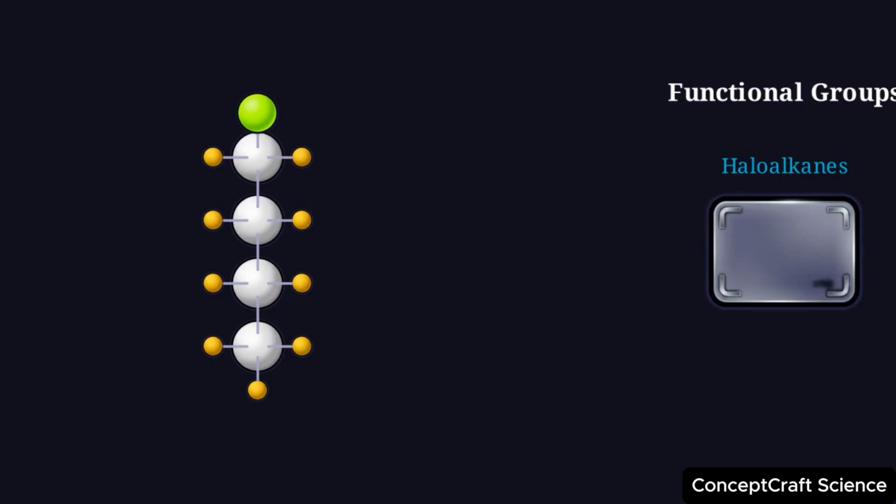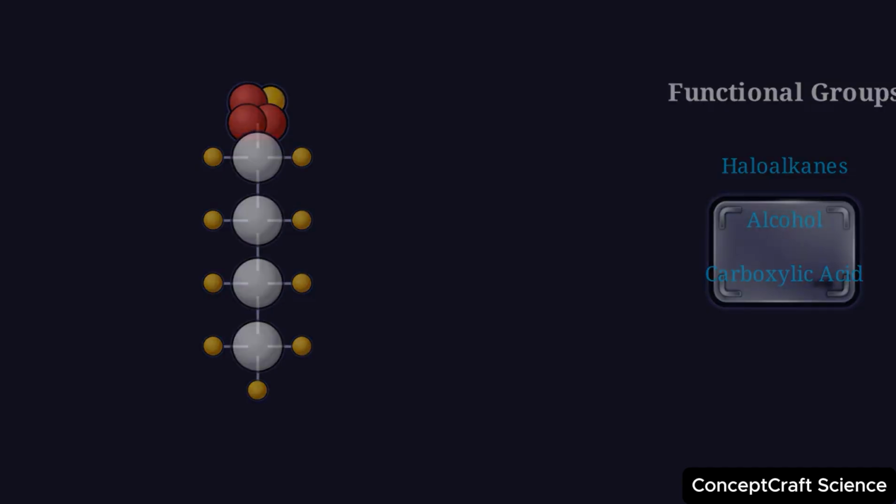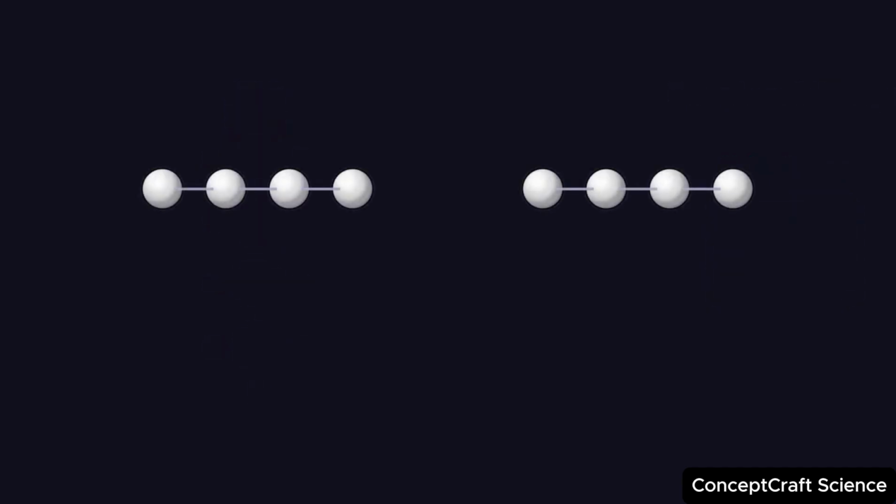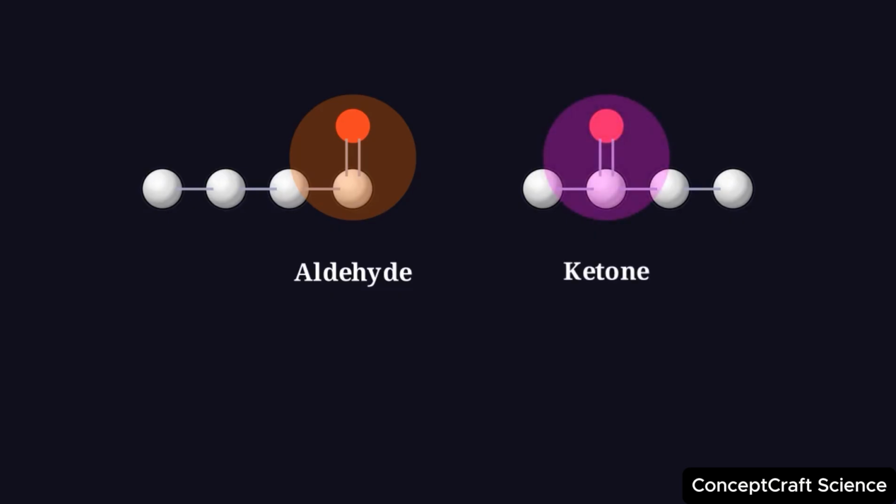In haloalkanes, a halogen like chlorine or bromine takes the place of a hydrogen atom. Replacing that halogen with an oxygen bonded to a hydrogen, an OH group, creates an alcohol. If the chain attaches to a carbon double bonded to oxygen and single bonded to an OH group, it becomes a carboxylic acid. Both aldehydes and ketones contain a carbon-oxygen double bond, which often leads to confusion. The distinction lies in where that bond is placed. The aldehyde group is found at the terminal end of the carbon chain. The ketone group is located within the chain, bonded to 2 other carbon atoms.